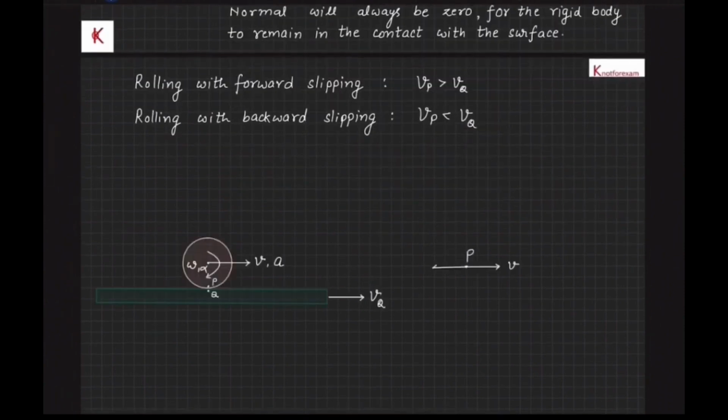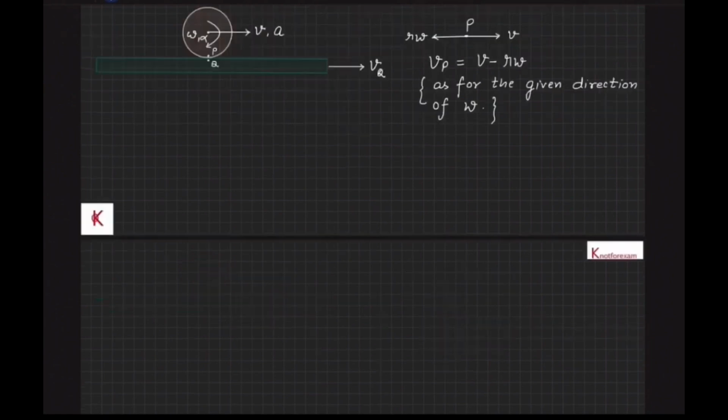Now take a look at the given case of a rigid body having angular velocity omega, angular acceleration alpha. Velocity and acceleration of center of mass is v and a respectively, and velocity of the platform is Vq. For the given case of clockwise omega, velocity of point P, that is Vp, will be equal to velocity of center of mass plus velocity with respect to center of mass, that will be equal to v minus r omega in this case, for the given direction of omega.